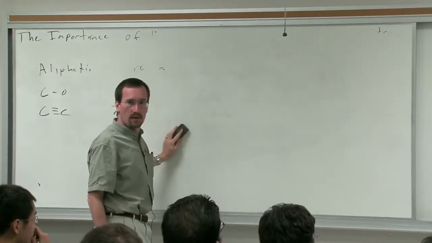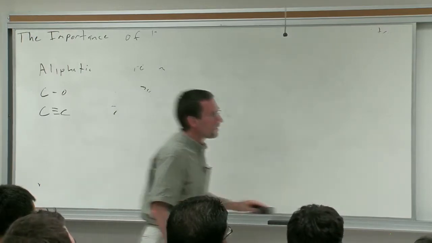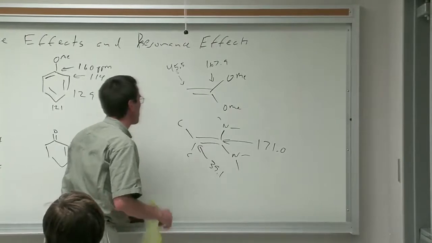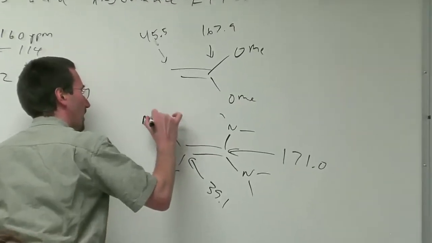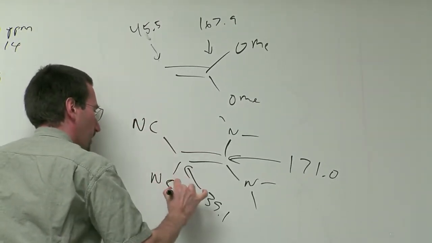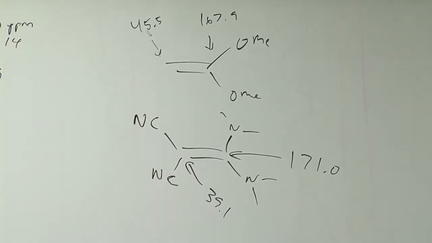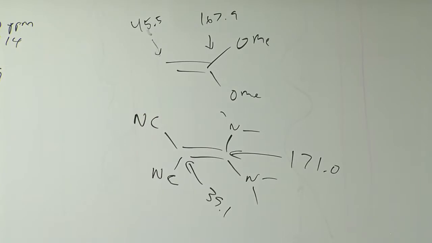Yeah. What is that letter next? CN. Two, okay. So these are two nitrile groups. These are two cyano groups, CN groups. Okay. All right.